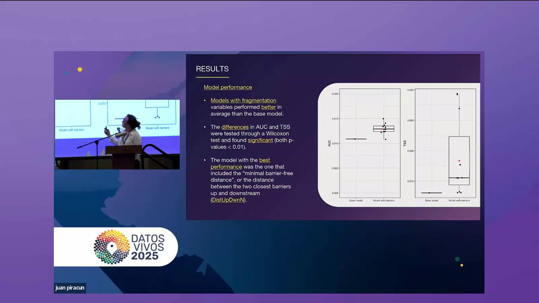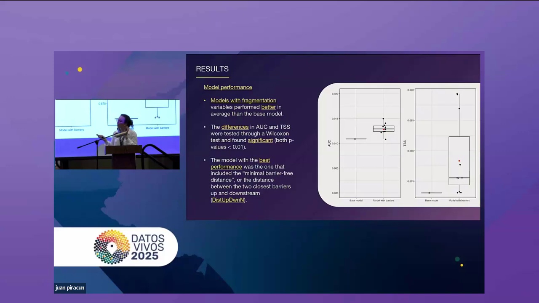Okay, so now on to the comparison to the models which incorporated fragmentation variables. In this box plot, you can see the difference between the base model AUC and the model with barriers AUC, and the same for the Truskill statistic. So at first we were happy because we saw that the performance of the models with barriers was better than the performance of only the base models. And these differences were statistically significant.